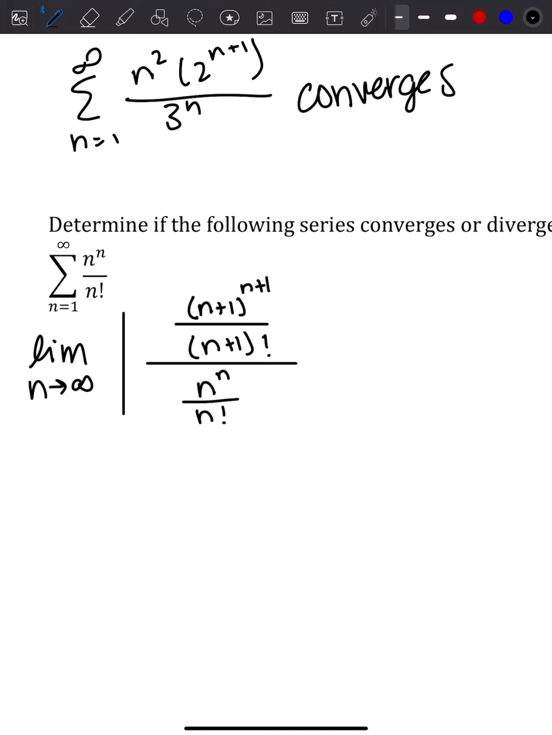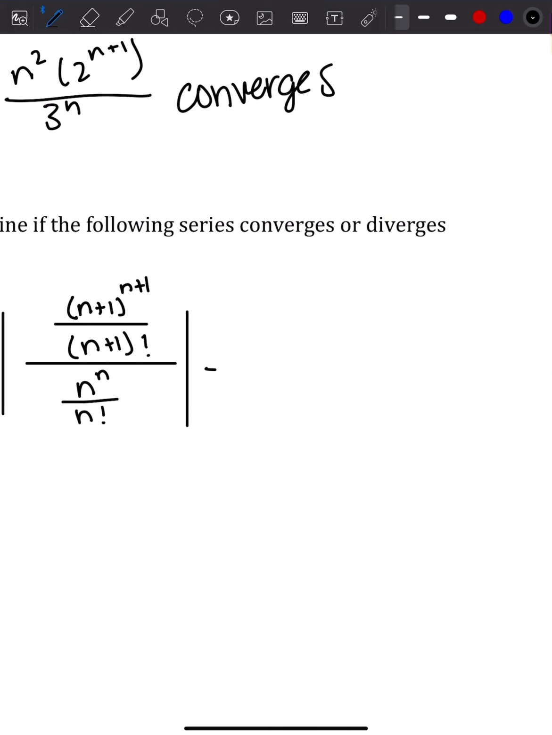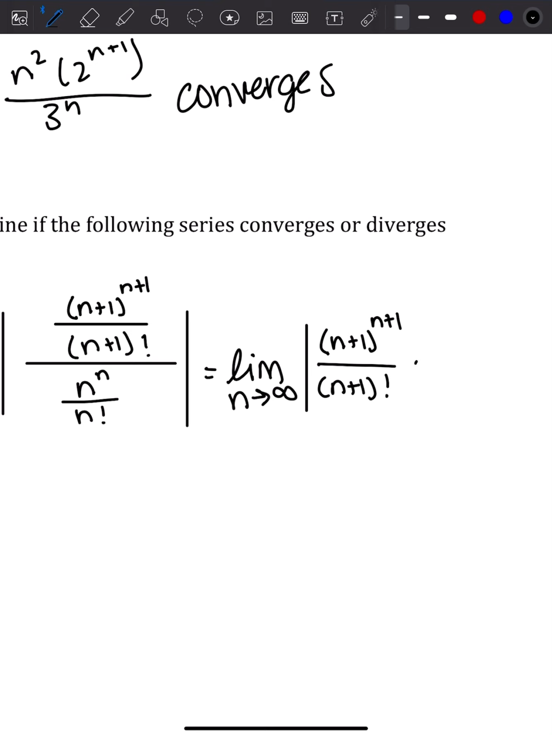Okay, so same thing always, we're going to take this and change it into a singular fraction instead of a complex fraction. So I have n plus 1 to the n plus 1 divided by n plus 1 factorial times, if we flip it, n factorial over n to the n. Now we're going to simplify what we can.